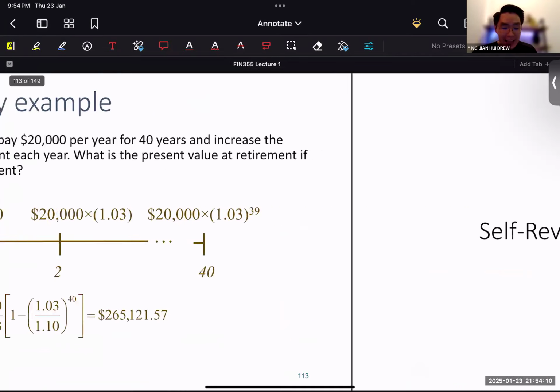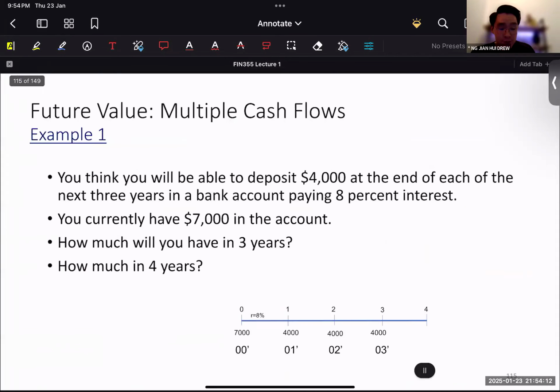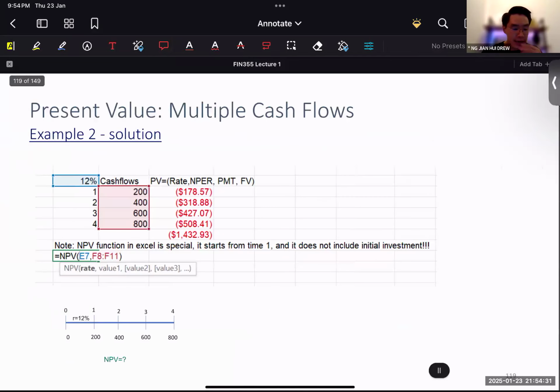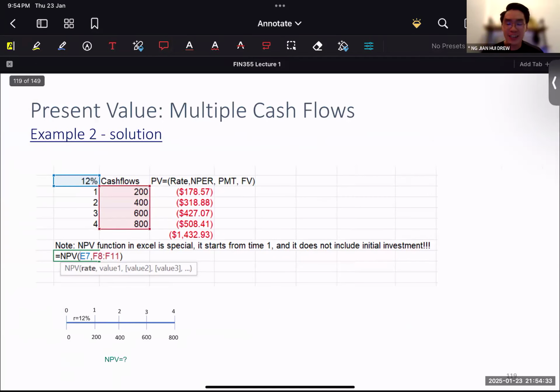Okay. And then I even added some self-review examples. These are questions to allow you to practice time value of money. In case you are very familiar with time value of money, you can totally skip this. You don't even need to bother about this part of the slides. I'll pause here. Any questions regarding how I've structured these slides and what to do for next week if you have some time?